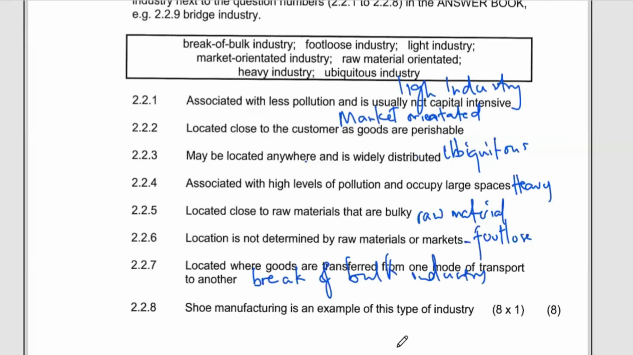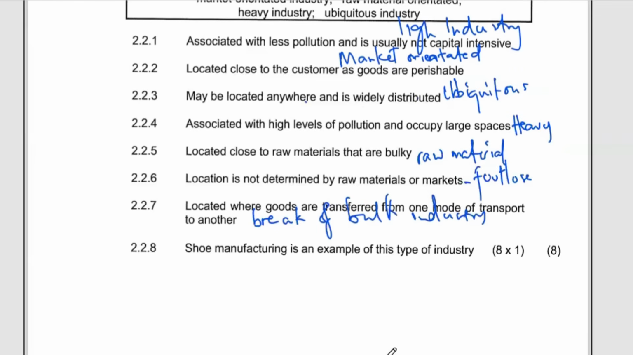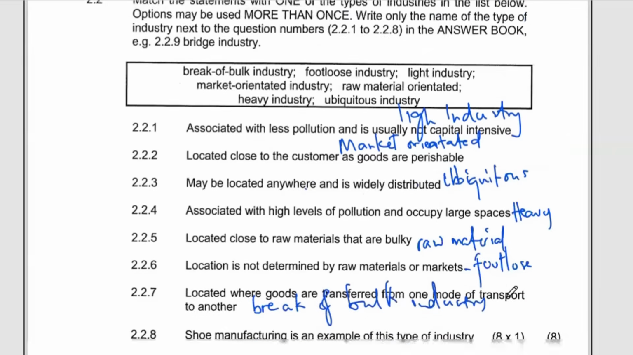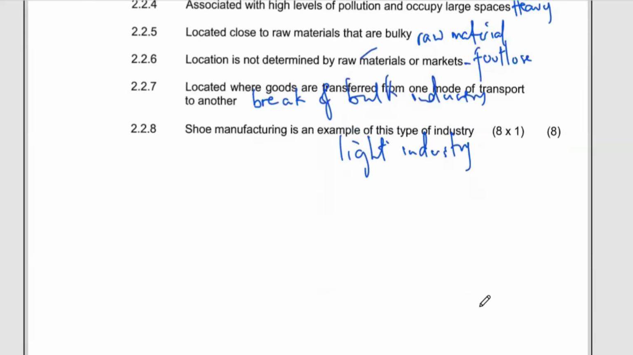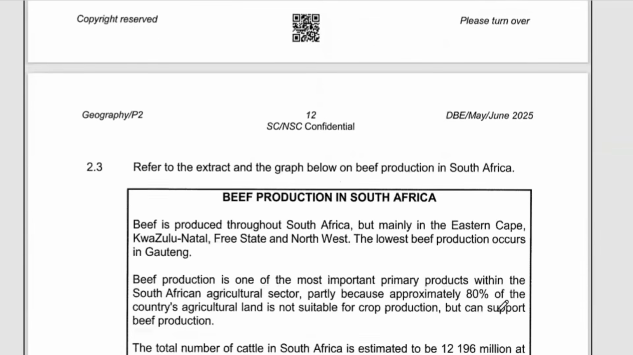Then lastly, shoe manufacturing is an example of this type of industry. Shoe manufacturing constitutes part of the light industries. Right, that brings us to the end of question number 2.2. We move on to question 2.3.